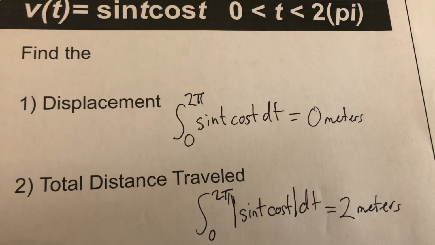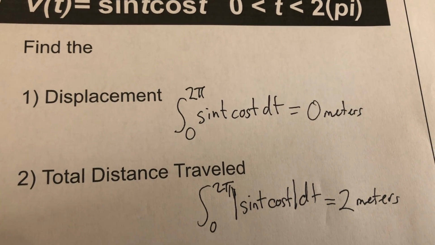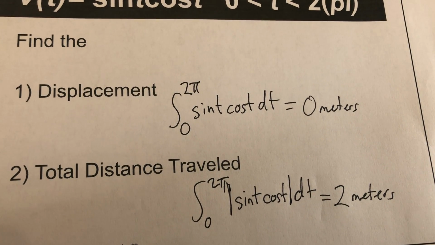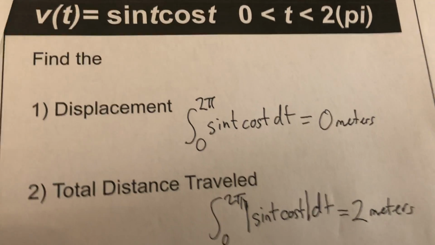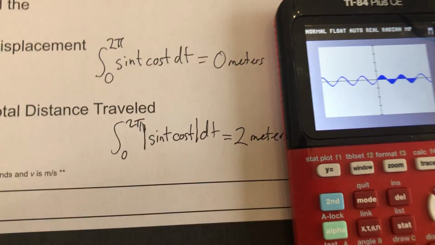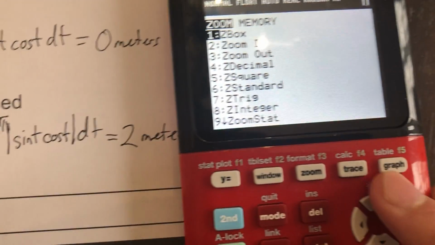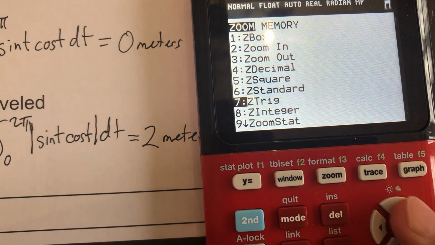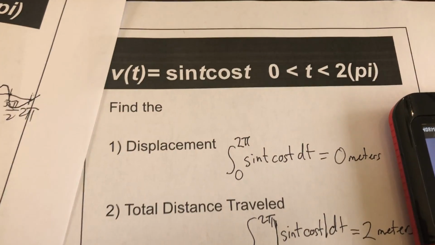So make sure you switch your calculator with zoom trig and realize that each one of those tick marks is pi over 2. Make sure you're in radians mode. One other thing, when you need to get your calculator back to normal for yourself, you're going to hit zoom, and then 6 is going to get you back to your regular 10 by 10 graph. So that's one last thing to note.